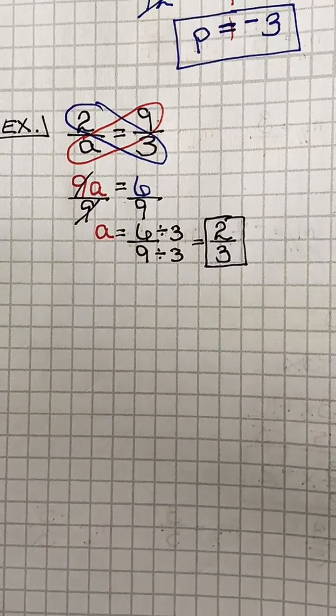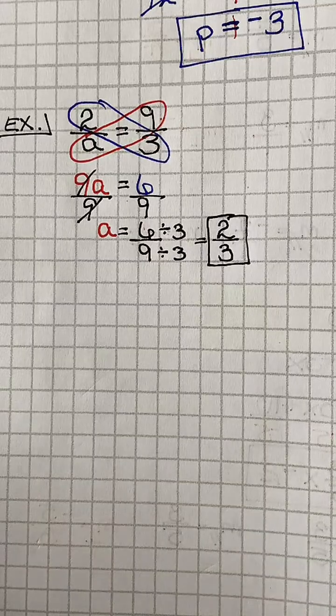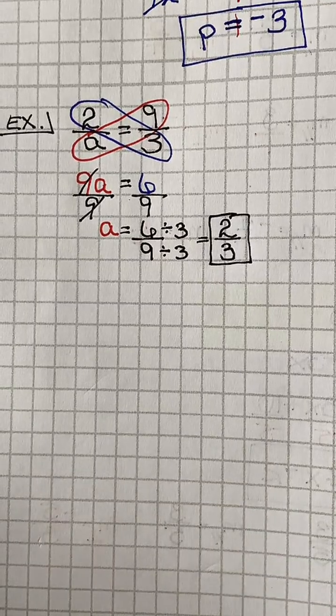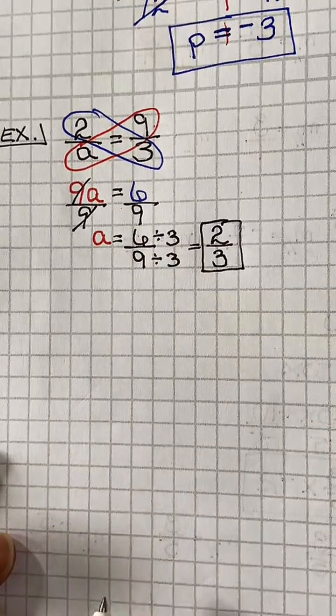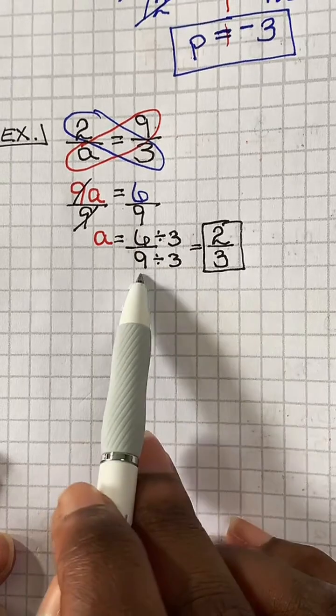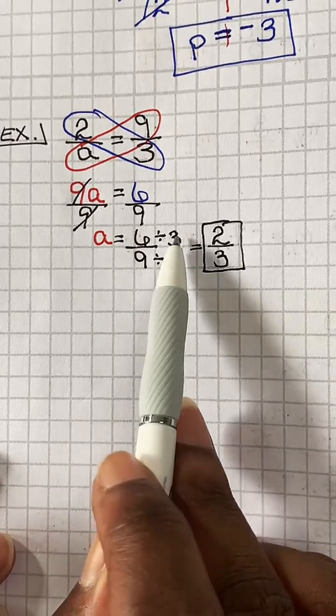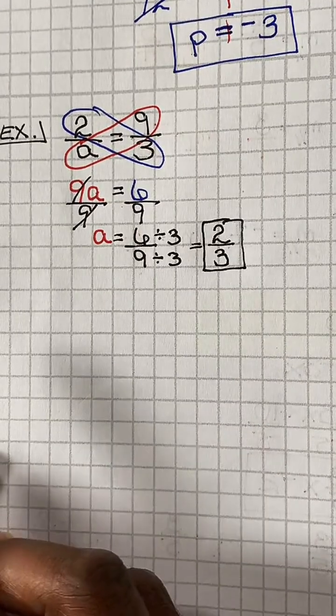Oh my God. Yes. All right? Yes. We divide to simplify. We look at what we have in common. What will be our GCF? What factors are found in 6? What factors are found in 9? And the factor of 3 is what they have in common.